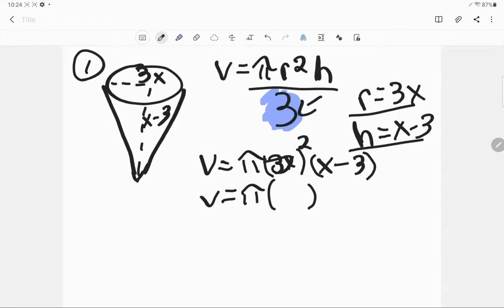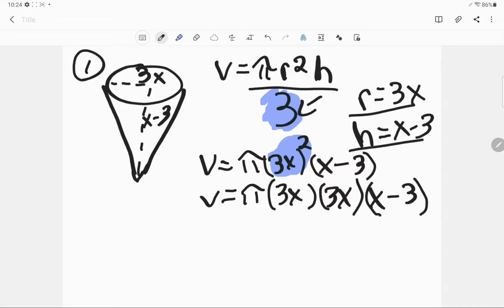I'm going to rewrite it as follows: 3x times 3x. You don't have to do this, but I just like to show it to everybody just so you know what you're doing. Whenever you have anything squared, you just multiply the same thing by itself twice. So 3x times 3x gives me pi times 9x squared. That's all you have to do.